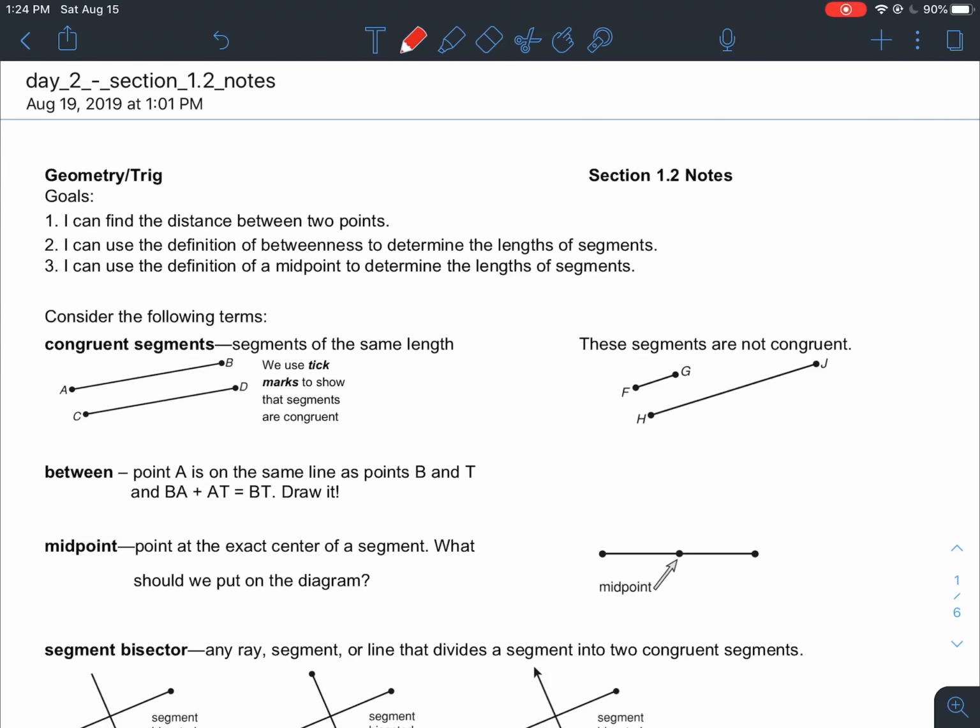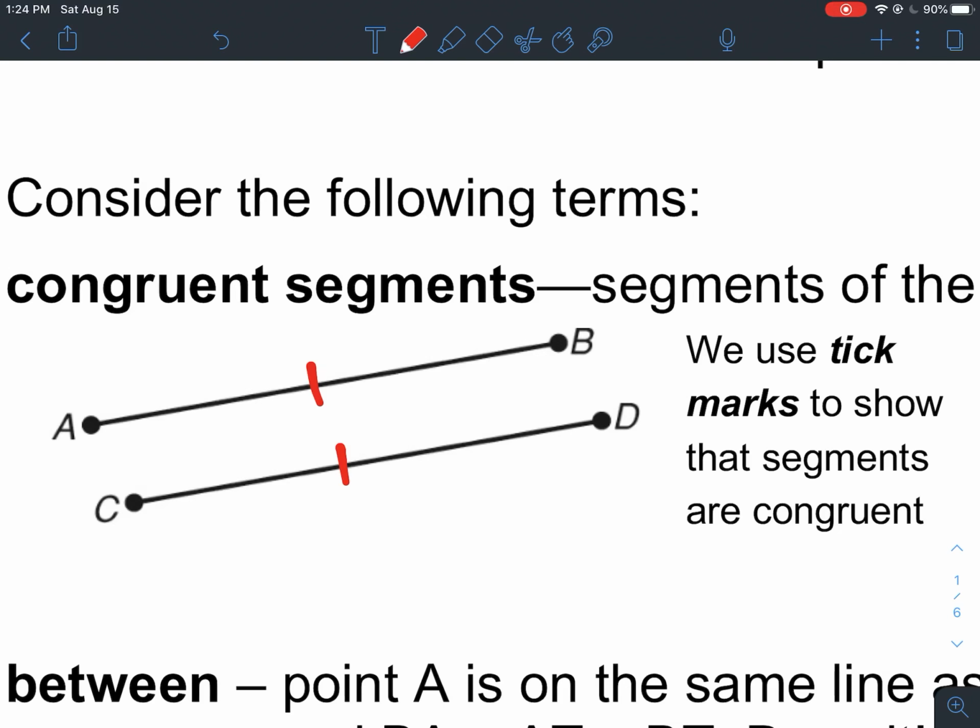A tick mark could be pretty much anything. The most basic tick mark is just a simple dash. So as I zoom in here, I put a dash here and a dash here, and since those have the same tick marks, that means they're congruent. Okay? Now if I was to do this, that means they're not congruent because they have different tick marks. But I'm not going to do that because they are congruent, so those two are congruent. That's why they have the same tick mark.